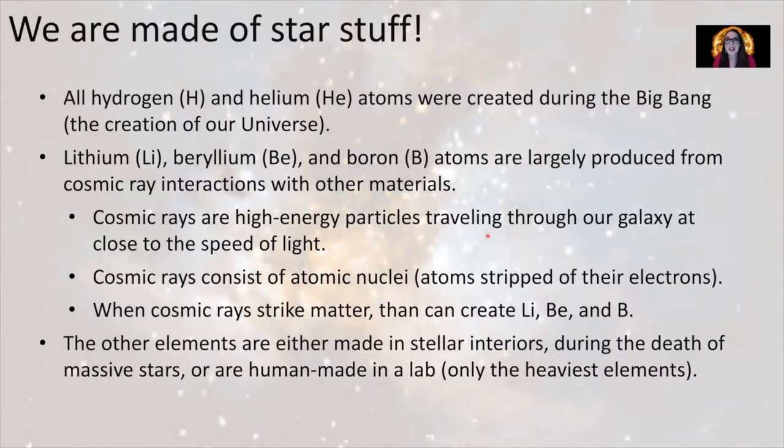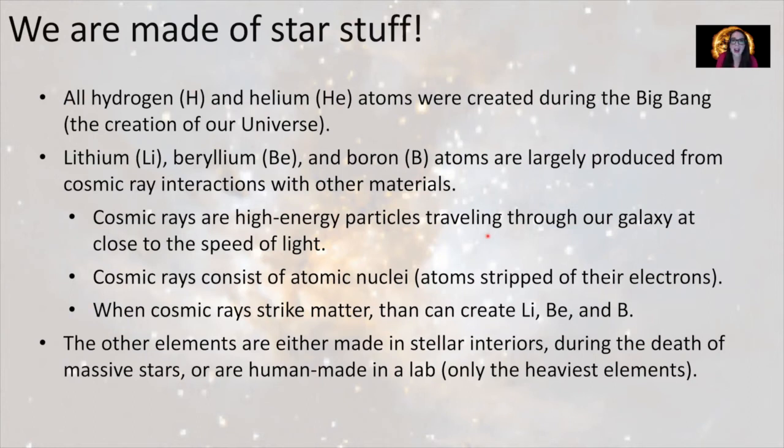All hydrogen and helium atoms were created during the Big Bang. That's the formation of our universe. We'll learn more about that later. Other elements, the next elements along the periodic table, lithium, beryllium, and boron atoms, are largely produced from cosmic ray interactions with other materials. Okay, what are cosmic rays?